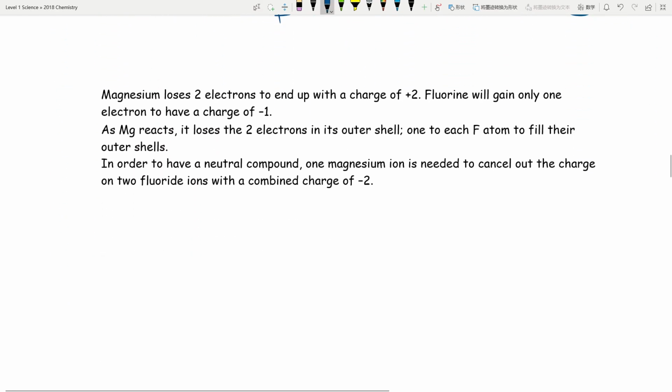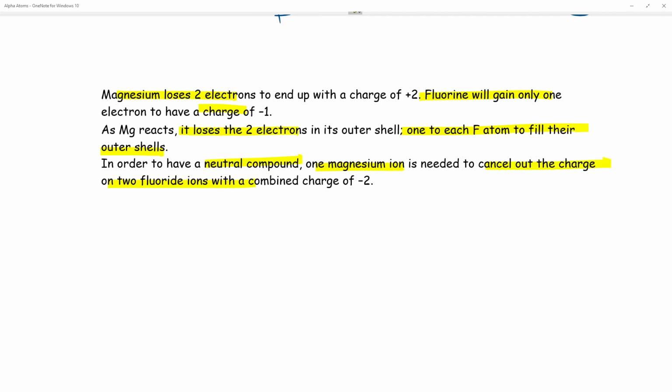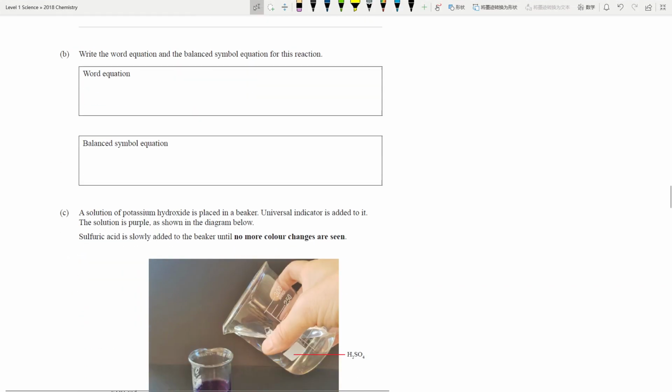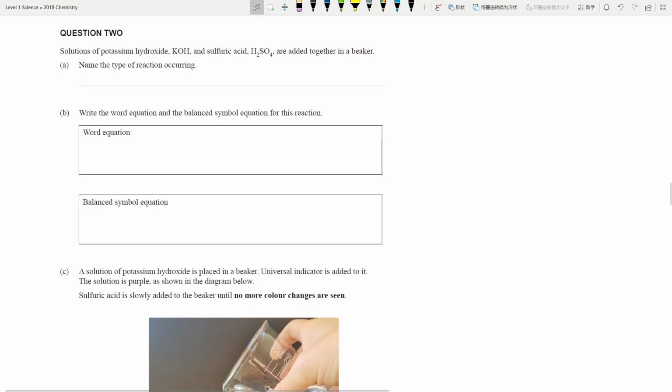Okay, so let's have a look at the answers. Magnesium loses 2 electrons, this one gains 1. So as Mg reacts, it loses 2 electrons, which are gained by 2 fluorine atoms. Now to have a neutral compound, 1 magnesium ion needs to cancel out the charge of 2 fluoride ions, just to balance the charges. So that's the end of question 1. Let's move on to question 2.